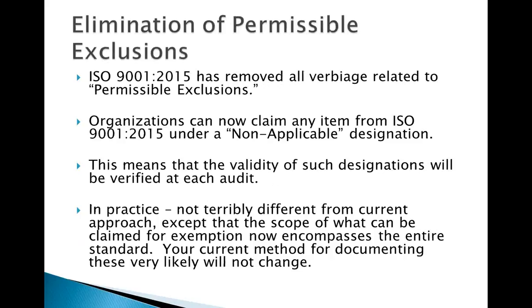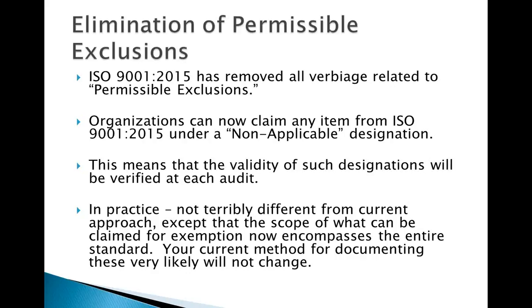9001-2015 has removed all verbiage pertaining to permissible exclusions. Now, what's interesting about this is that now an organization can claim any item from 9001-2015 under a non-applicable designation. And it does mean by the book that the entire standard is up for grabs as non-applicable.